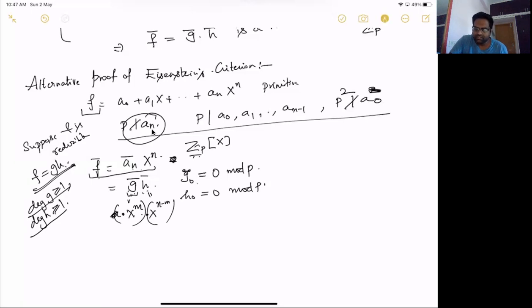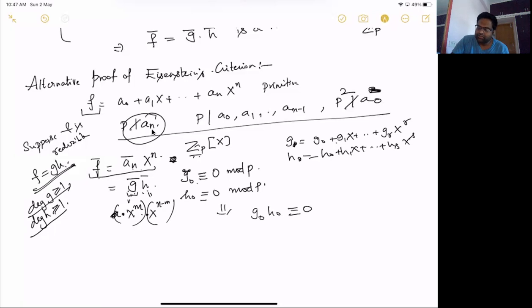In particular, the constant term of G bar is G naught bar, because you remember G is G naught plus G1x plus up to Gr x to the power of r, and H is H naught plus H1x plus up to Hs x to the power of s. Therefore, G naught must be congruent to 0 mod p, and similarly H naught must be congruent to 0 mod p. From this it follows that G naught H naught must be congruent to 0 mod p square. But this implies p square divides G naught H naught, which is a contradiction.